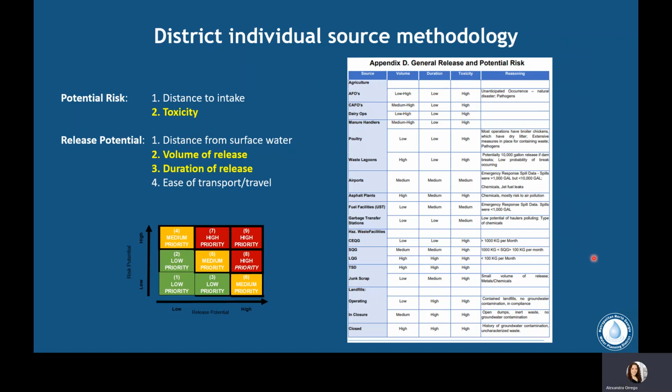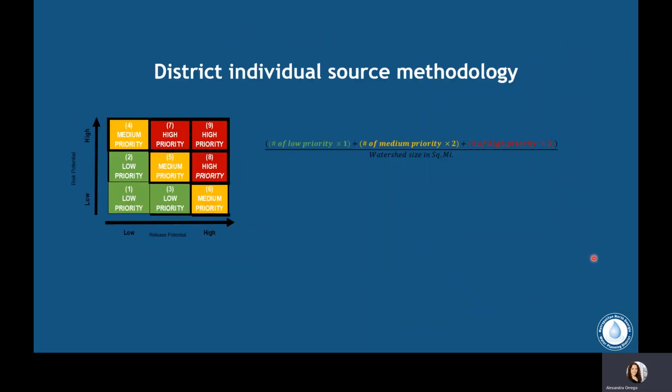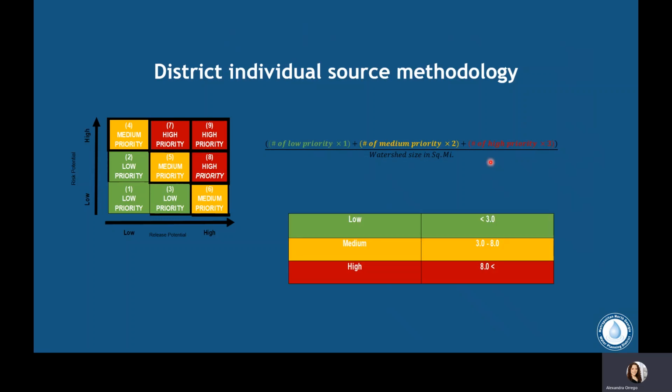We then created ranking thresholds by comparing all 43 of the watershed rankings. So here's just a depiction again of that matrix, and then this is the formula we used in order to create that weighted average to incorporate the actual size of the watershed. And here are those ranking thresholds.